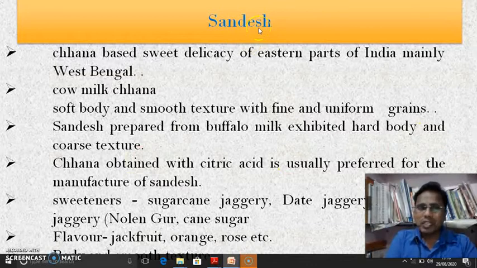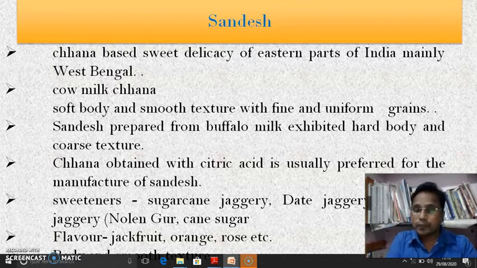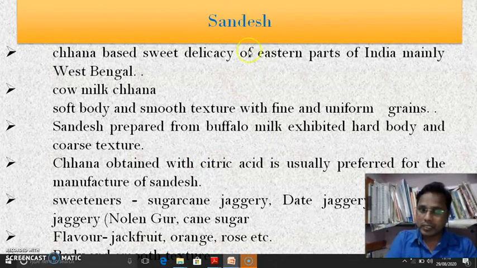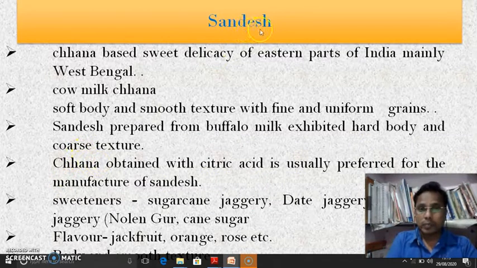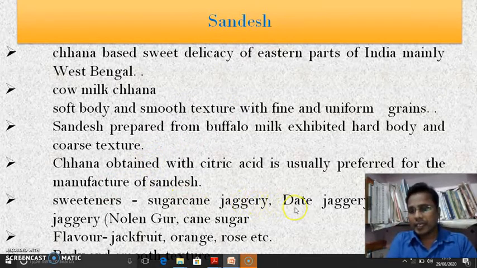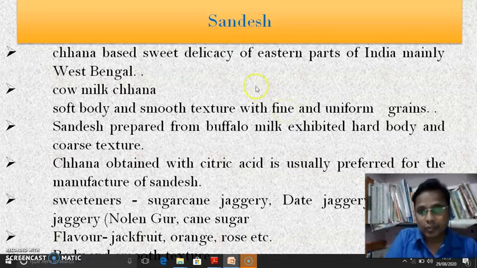For the preparation of sandesh, generally citric acid channa is used. It means the channa which is prepared by using citric acid, only that kind of channa is used for the preparation of sandesh. And as a sweetener in sandesh, sugarcane jaggery, date jaggery, palm jaggery, or nolen gur, or cane sugar may be used.